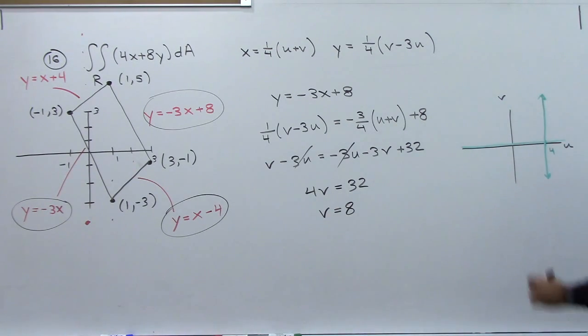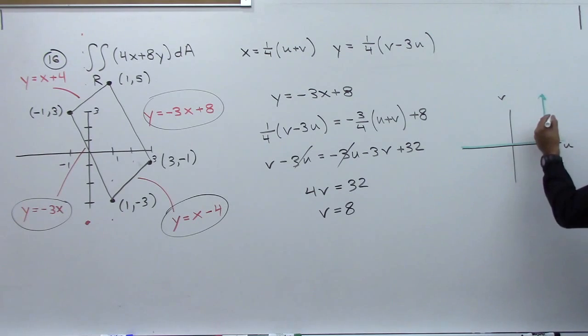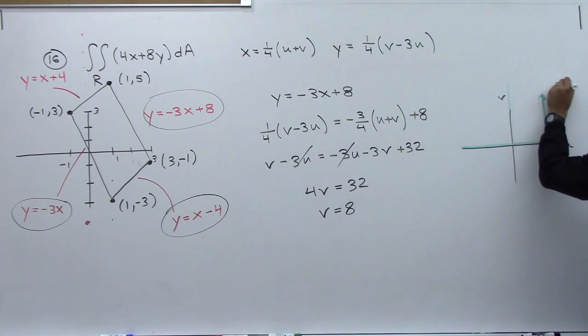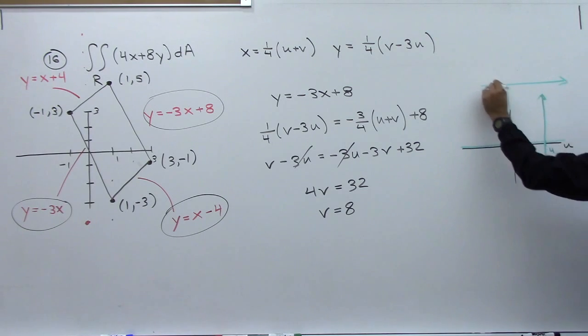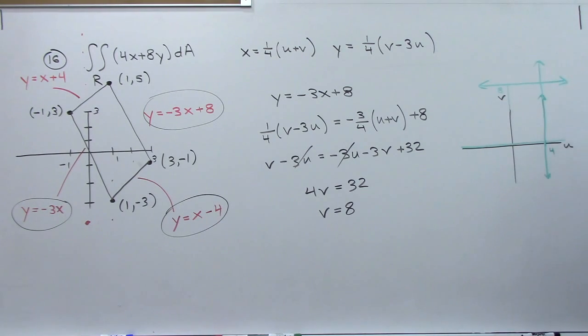So v is 8 is going to be, this is going to not be drawn to scale. Well, I'll just move it up. There's v is 8. And this one goes up there.